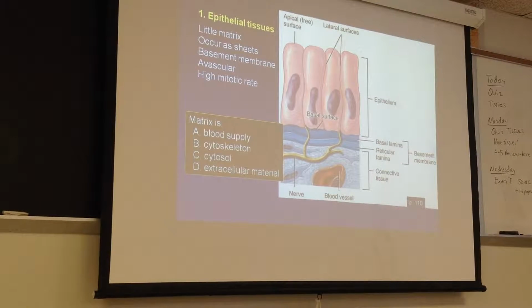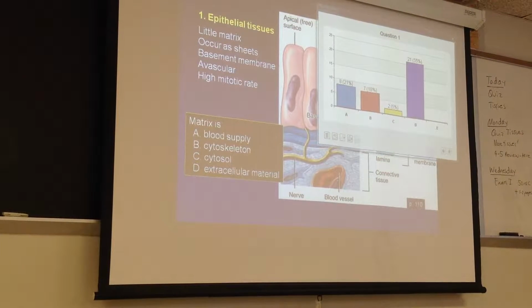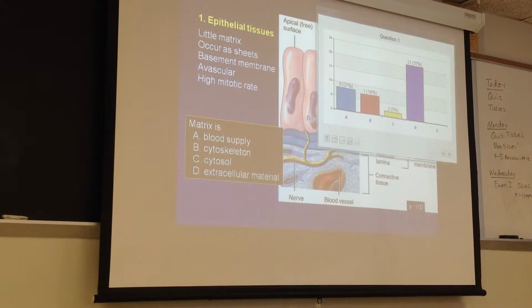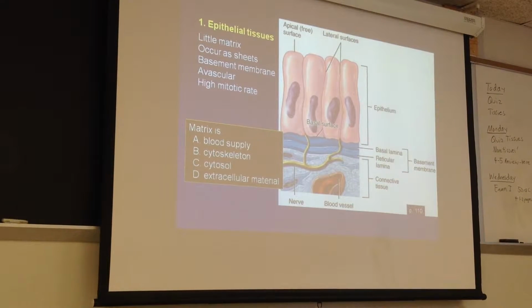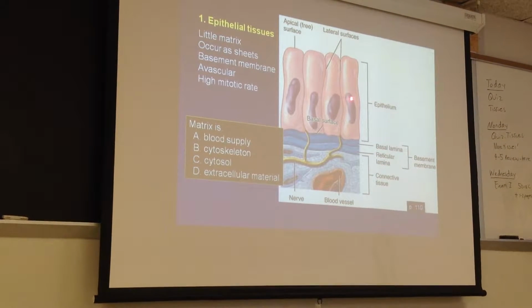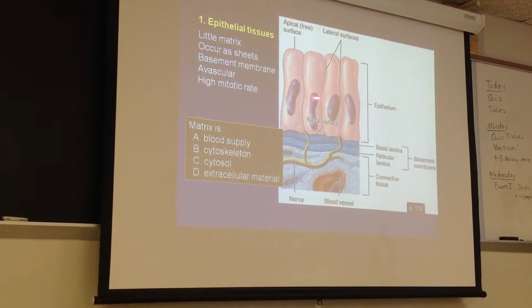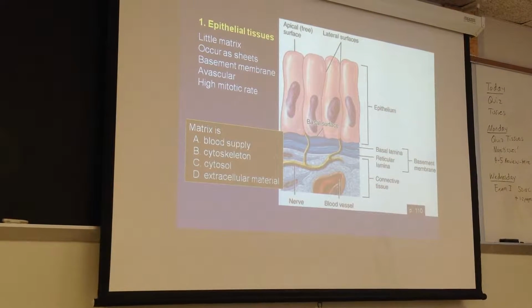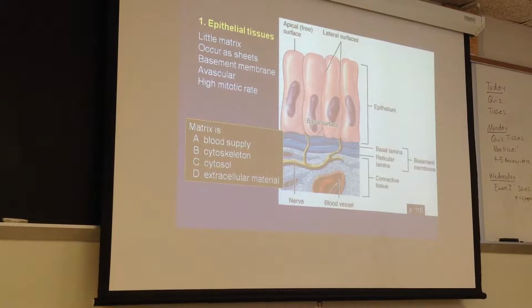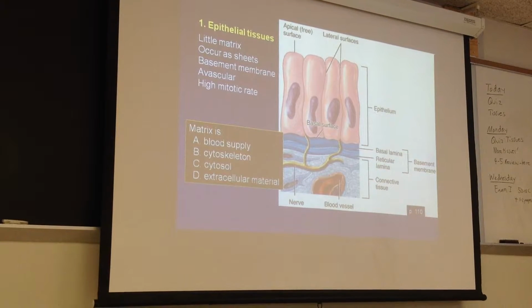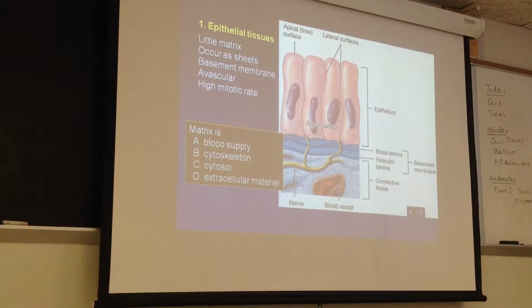Alrighty, let's see what you guys remember from last time. And pretty good. If you chose letter D, you are correct on this. Remember, matrix is extracellular material. And if we go back and look at these cells, notice they're all tightly packed together. That has some important consequences when delivering drugs. We'll talk about the pharmaceutical importances of connective versus epithelial tissues maybe a little bit later.